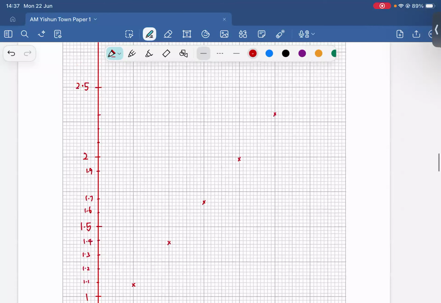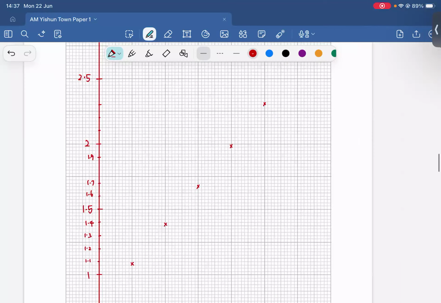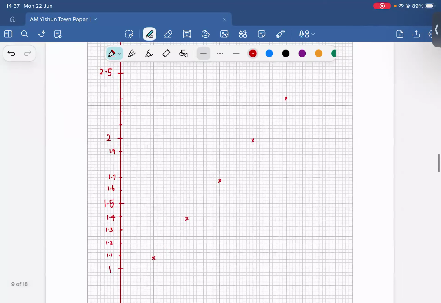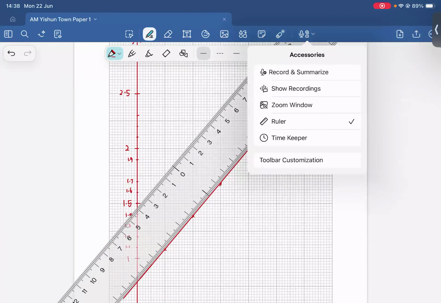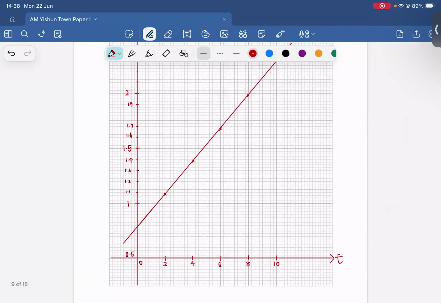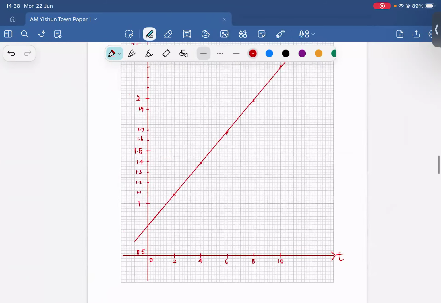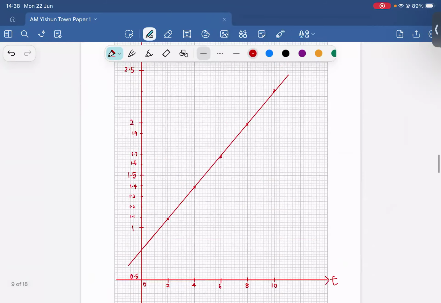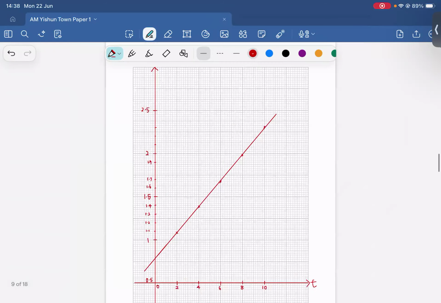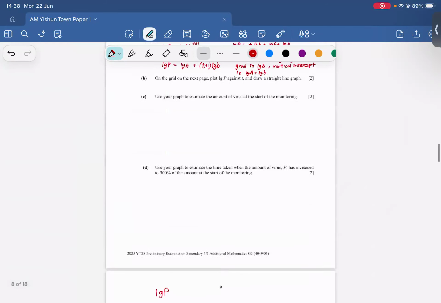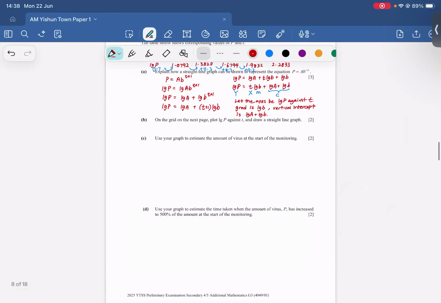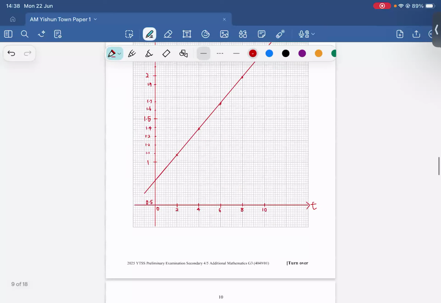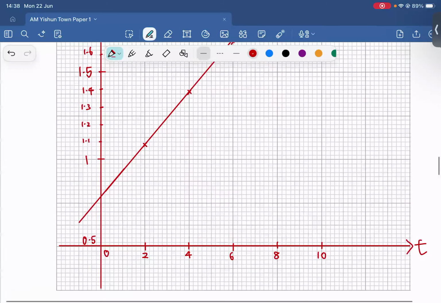Okay, so now take out your ruler. Okay, so that is the graph. I hope you have done it already, because if you have not done it, you will not be able to catch up with how I did. Okay, use your graph to estimate the virus at the start of the monitoring. So at the start means t is 0. So we look at this point at the start.